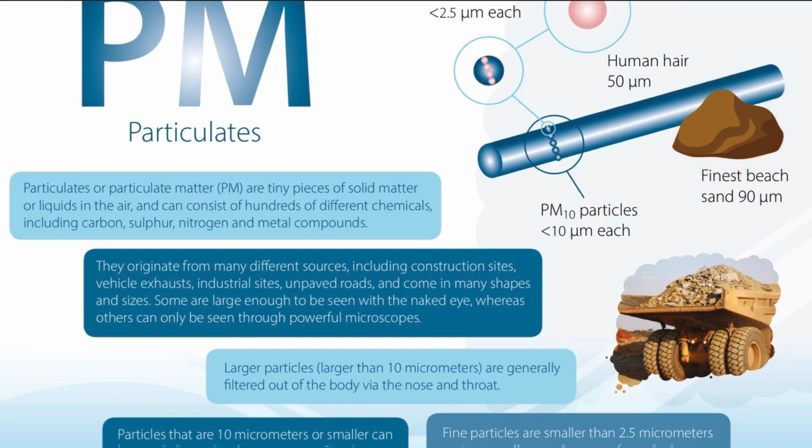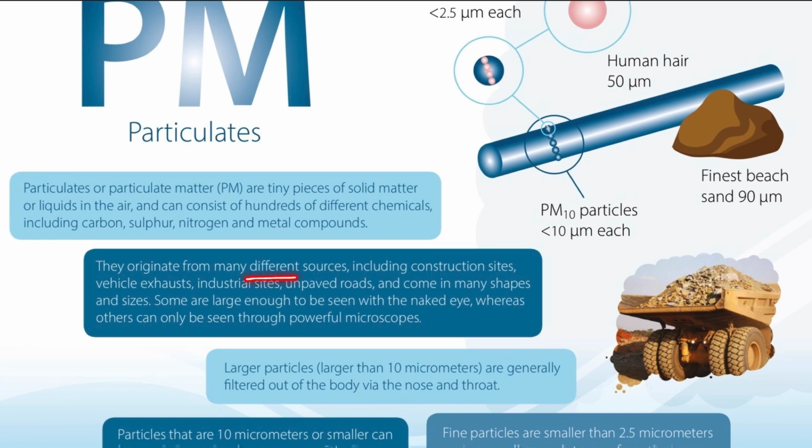The finest beach sand particle is 90 micrometers, whereas this is a human hair and its size is about 50 micrometers. On this human hair, these are small balls, and the size of these small balls is 10 micrometers. If we separate this small ball, we see that on this blue colored 10 micrometer particle, the pink particle is actually 2.5 micrometers in size. So it means these pink and blue particle sizes are actually the sizes of PM10 and PM2.5 particulate matter.